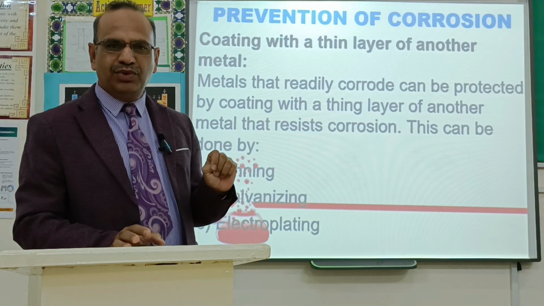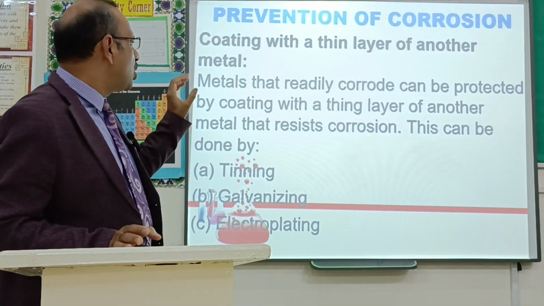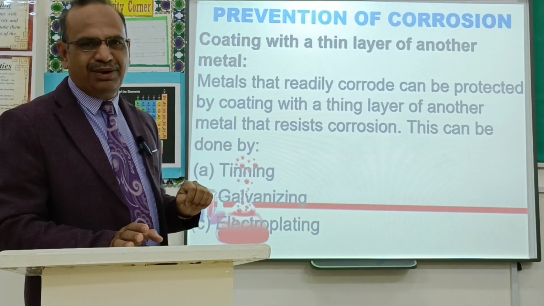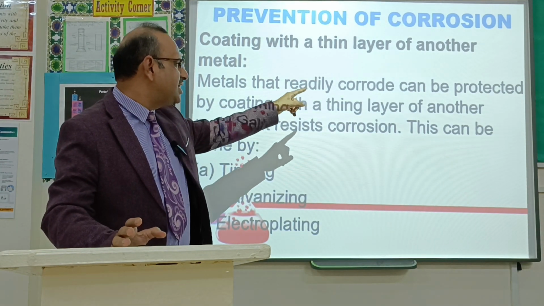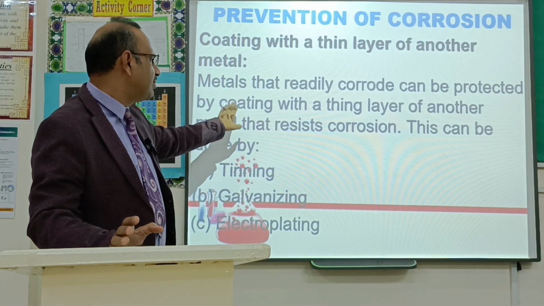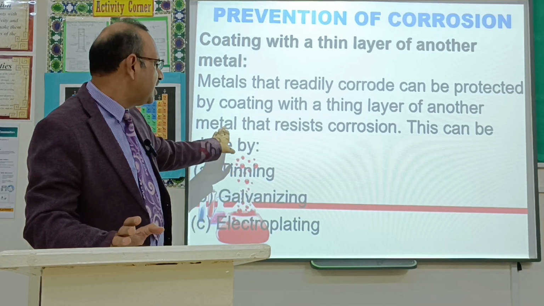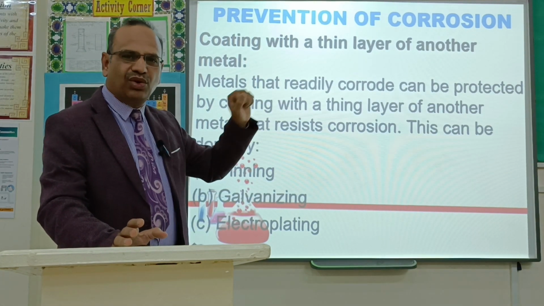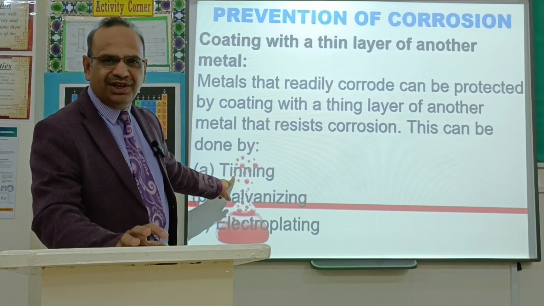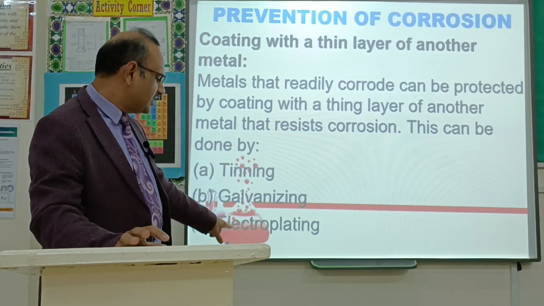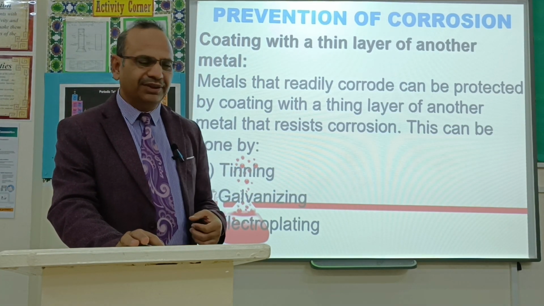Another method to prevent corrosion is coating with a thin layer of another metal. The metal that readily corrodes can be protected by coating with a thin layer of another metal that resists corrosion. And this can be done again in three ways: tinning, galvanizing, and electroplating.